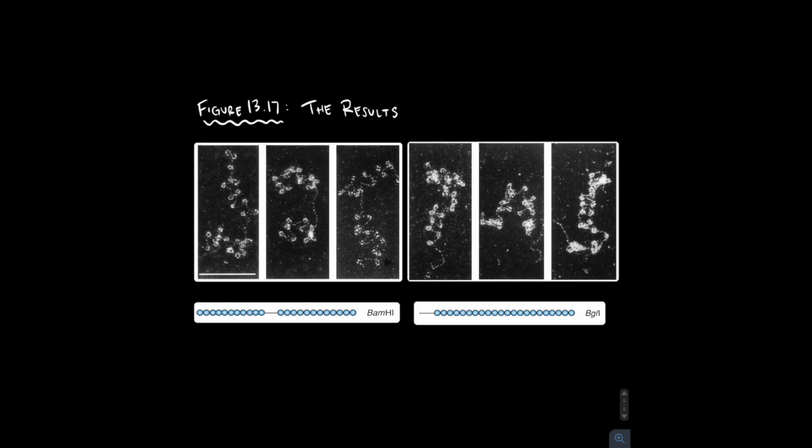Figure 13.17 is direct evidence of the fact that cutting with BamHI, which is shown in these first three images, results in the nucleosome-free region located in between two nucleosome-rich regions. Cutting with BglI, on the other hand, shown in the final three images here, shows us exactly what we expected: a long stretch of DNA bound by nucleosomes with a tail that is nucleosome-free.